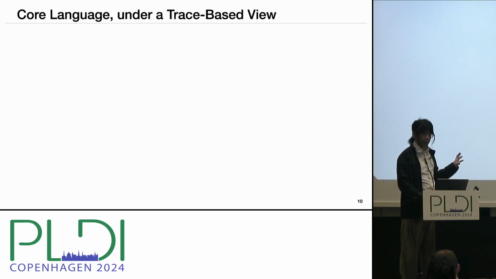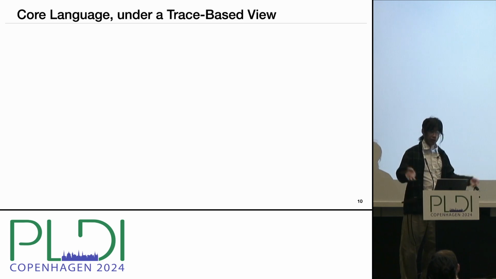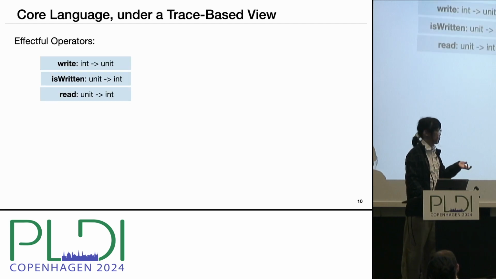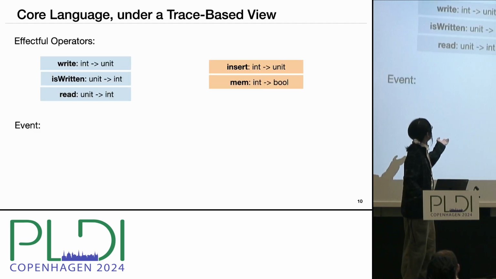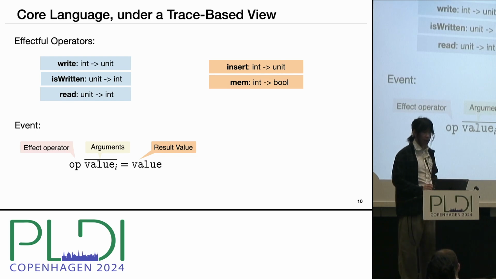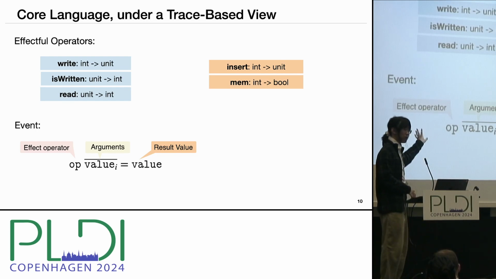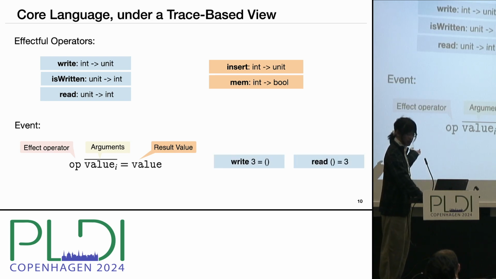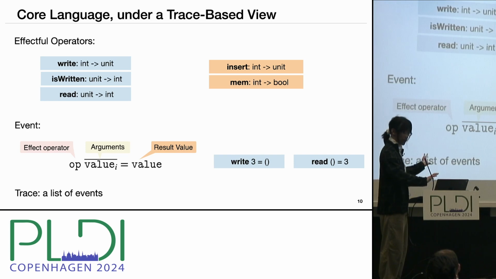Before I talk about this, we first introduce the core language, presented under a trace-based view. First we have if-else operators, as you saw before. We have events. Events consist of three parts: the if-else operator, the argument values, and the result value. Here's an example of the events. And a trace is just a list of events.